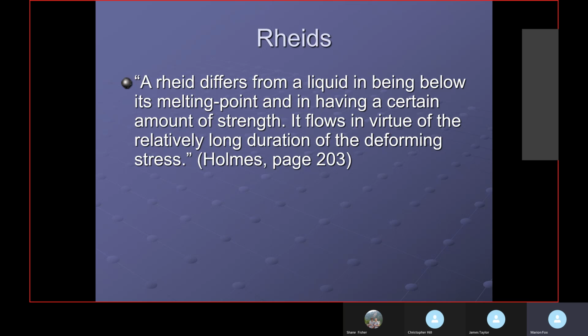And when the pressure is released, it immediately refreezes. And so right here, we get that occurring with ice. And that's well known to be the case. That's why our roads in Oklahoma will sit there around 31 degrees and cars run over the snow, and then it turns into ice. The snow turns to ice because it melts under the pressure and immediately refreezes, not as snow anymore, but as ice. So he's talking about a rheid, they call it a rheid, and so it flows in virtue of the relatively long duration of the deforming stress.